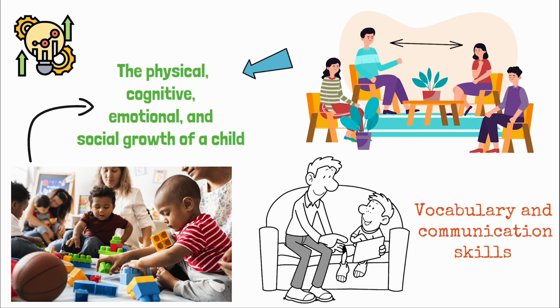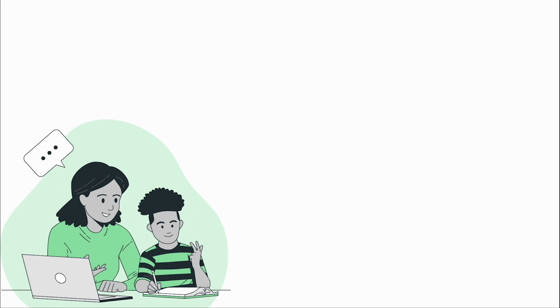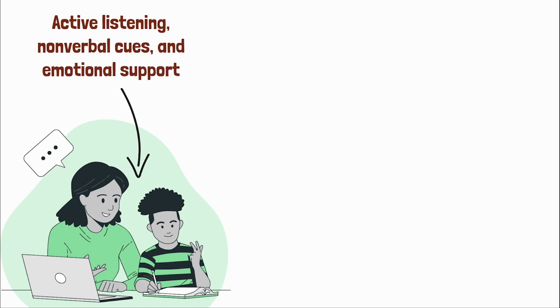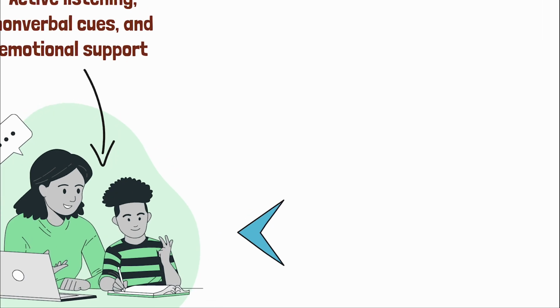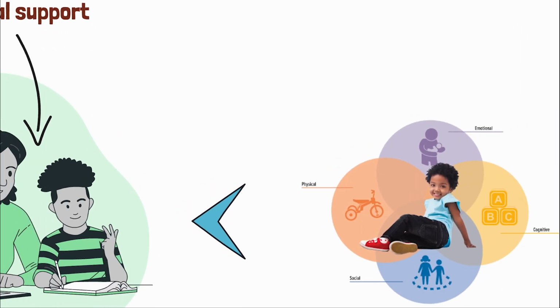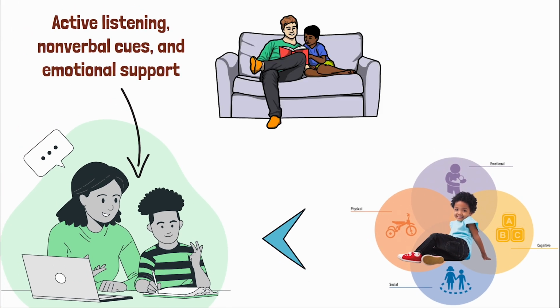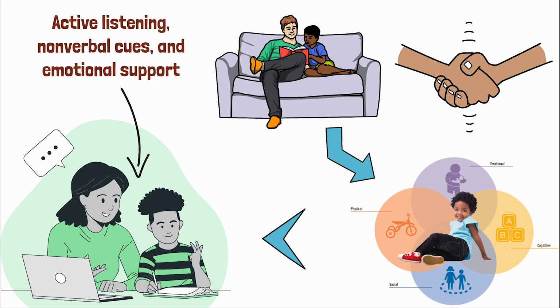For example, a child's language development can be nurtured through meaningful conversations with parents and caregivers, enhancing both their vocabulary and communication skills. Furthermore, communication is not limited to verbal interaction. It also involves active listening, nonverbal cues, and emotional support. A nurturing and communicative environment within the family setting can contribute significantly to a child's emotional and social development. When parents are actively engaged in their child's education, they can better identify any challenges or opportunities for growth and collaborate with educators to address them effectively.